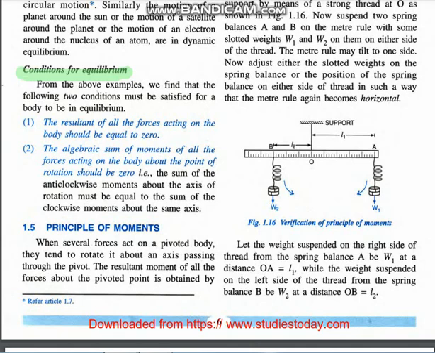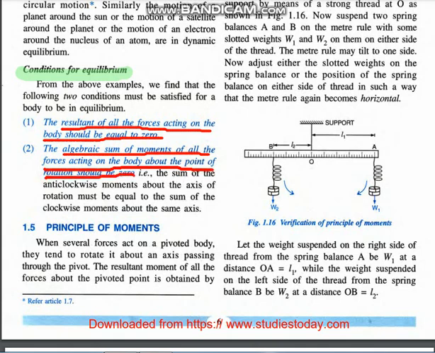Remember, this is very important. They'll ask you in the exam. The resultant of all forces acting on a body should be equal to 0. The algebraic sum of the moments of all forces acting on a body about a point of rotation should be 0. This is very important. You have to memorize it for the examination.